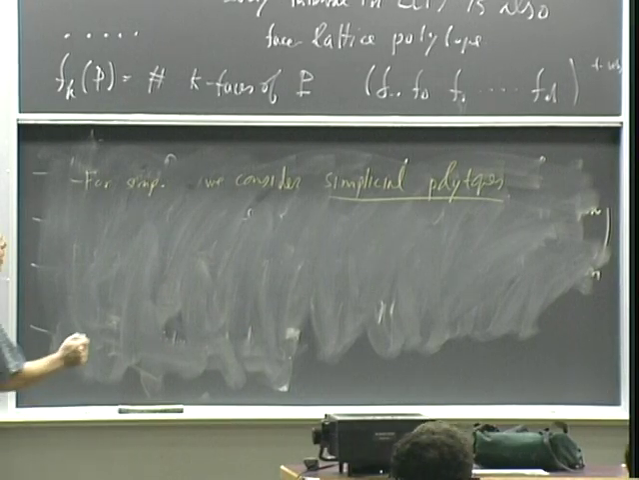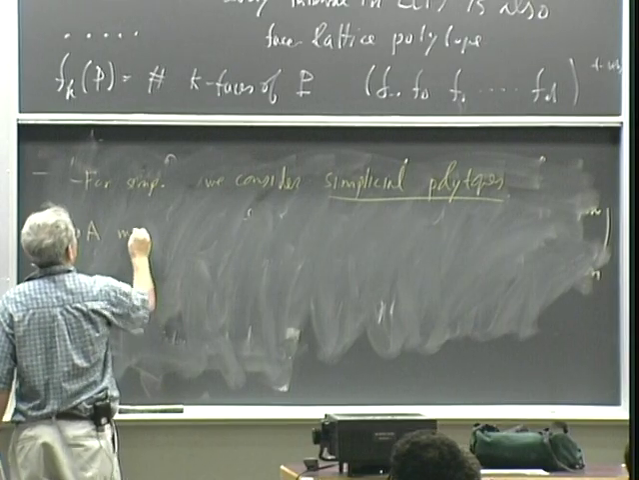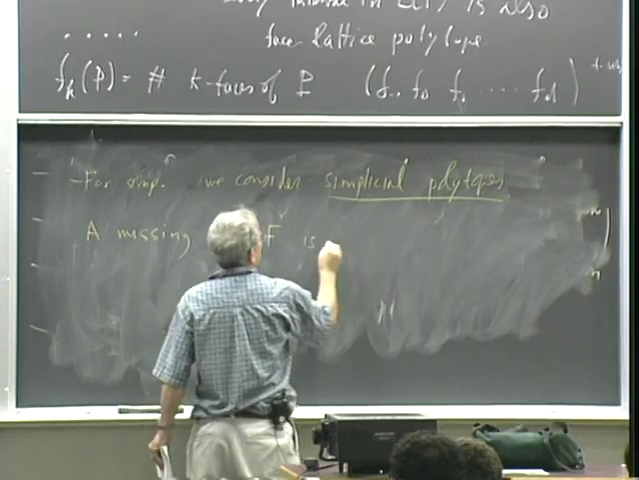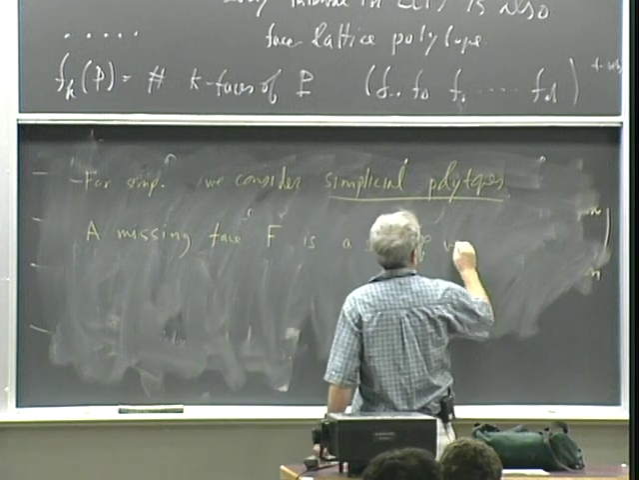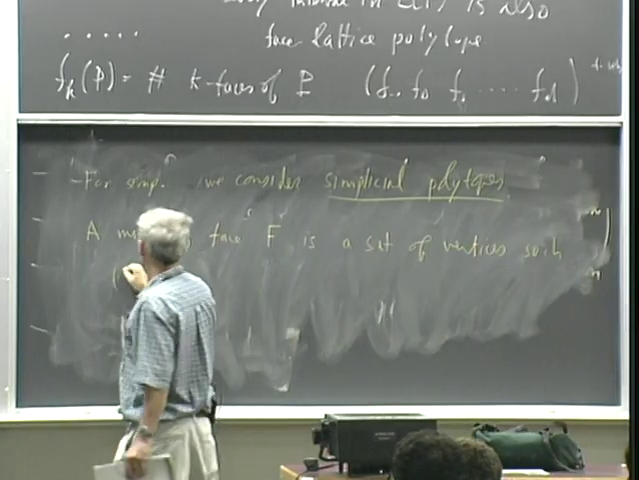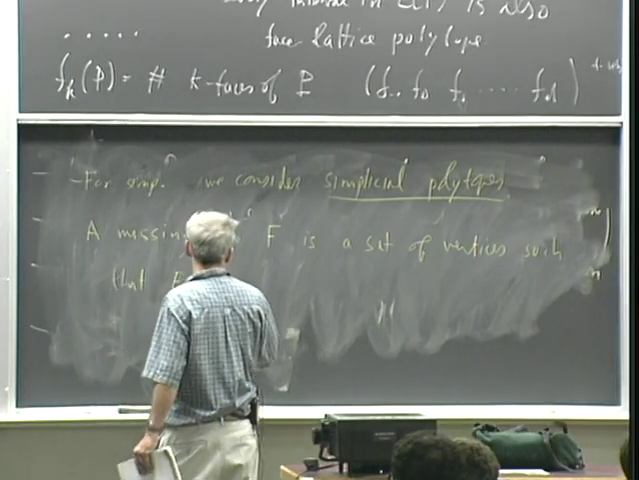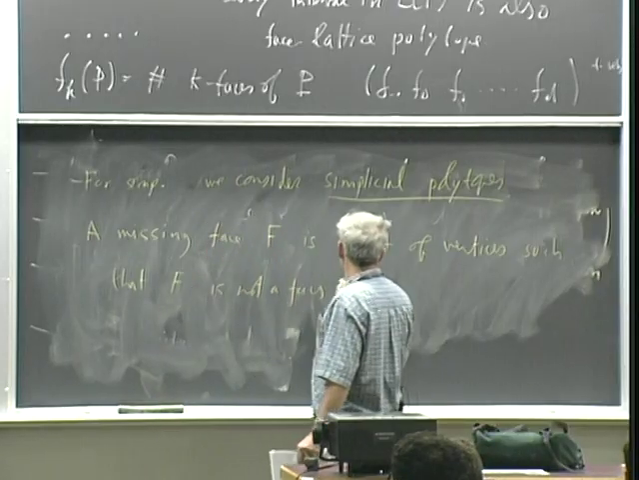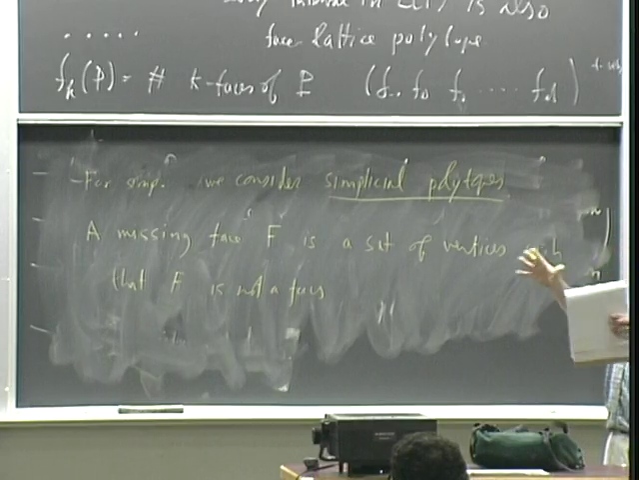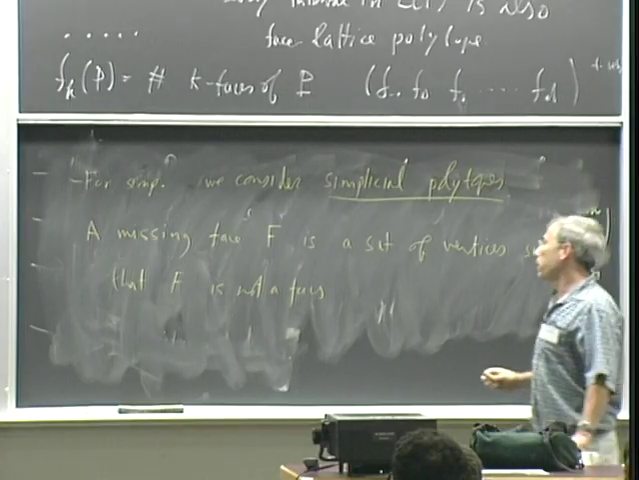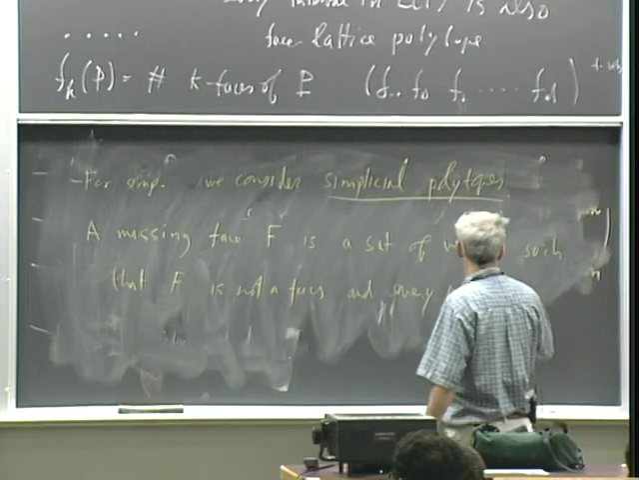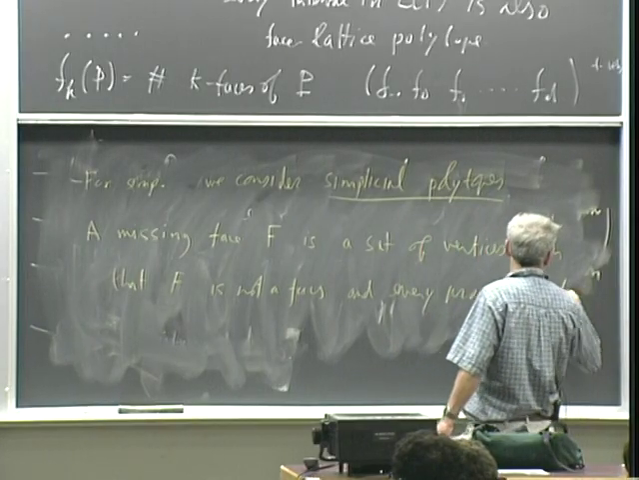And now I will define what a missing face is. A missing face F is a set of vertices such that F is not a face. Usually we identify a face with the set of vertices of the face. So this set of vertices is not a face, but every proper subset is a face.